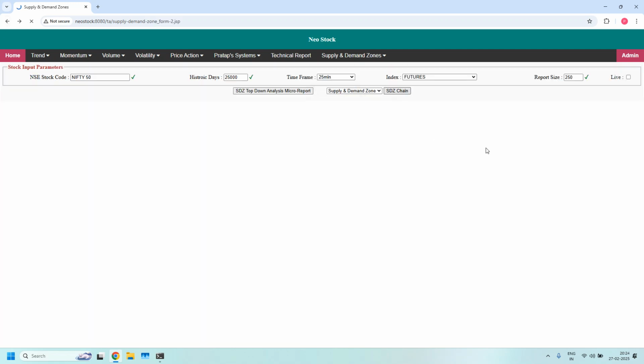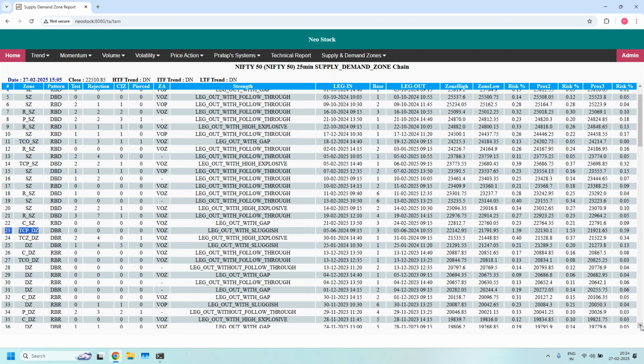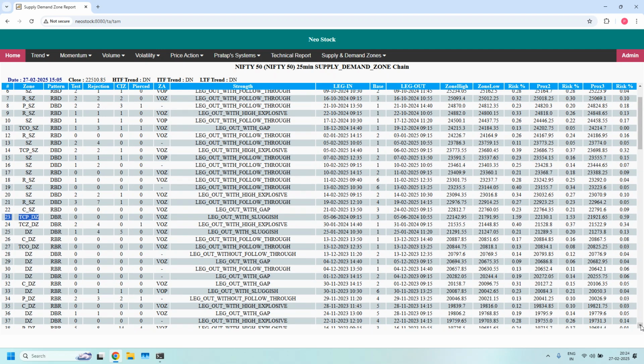Okay, next, 25 minute supply demand zone chain for Nifty. Twenty-third is the nearest demand zone to the closing price. Let me scroll the list down and put it in the center so that you can find equal number.